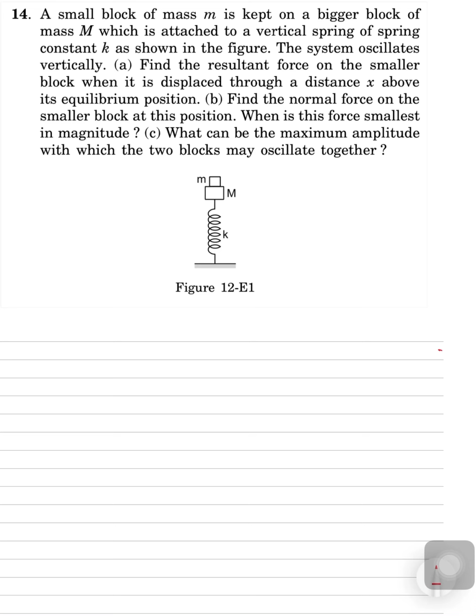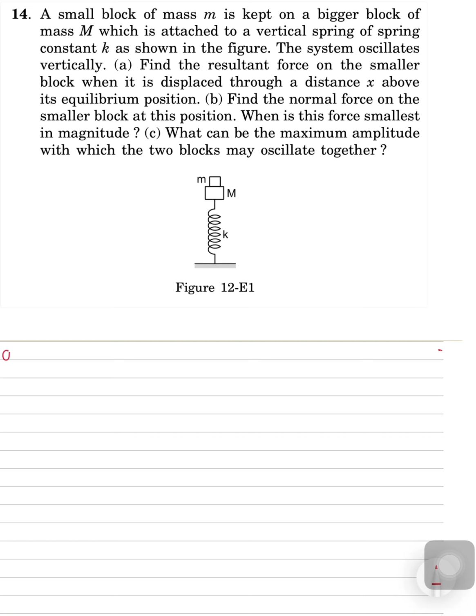So the question given is: a small block of mass m is kept on a bigger block of mass capital M, which is attached to a vertical spring of spring constant k as shown in the figure. The spring system oscillates vertically. Three subparts are given in this question. The first one is: find the resultant force acting on the small block when it is displaced through a distance x above the equilibrium position.